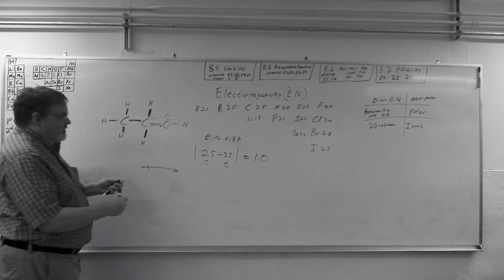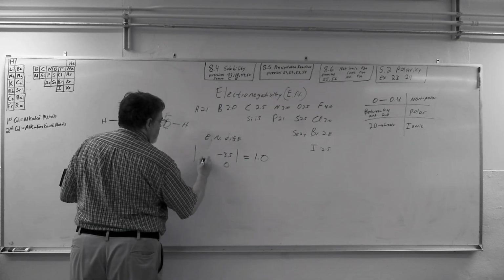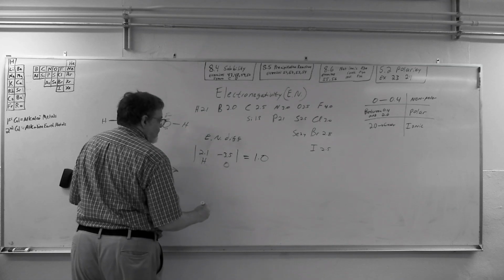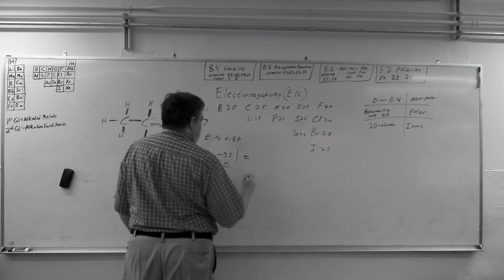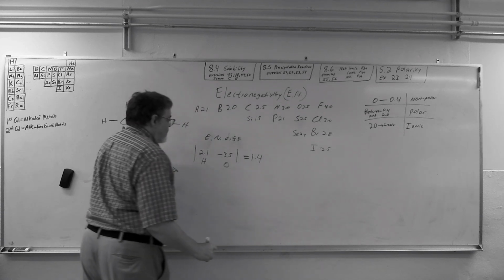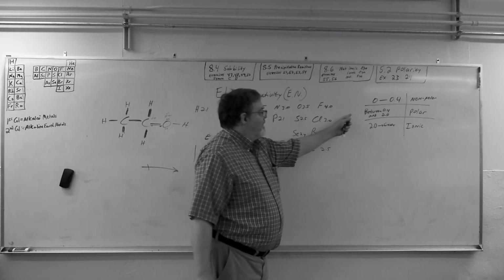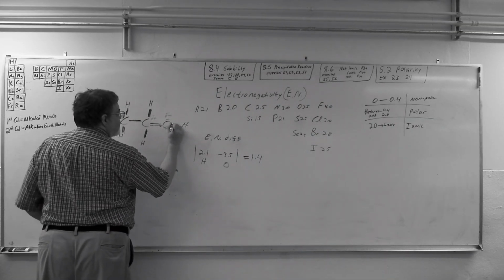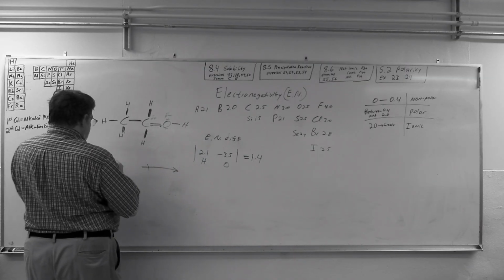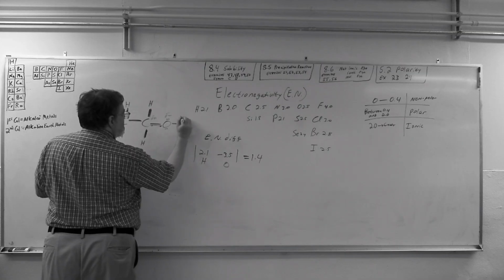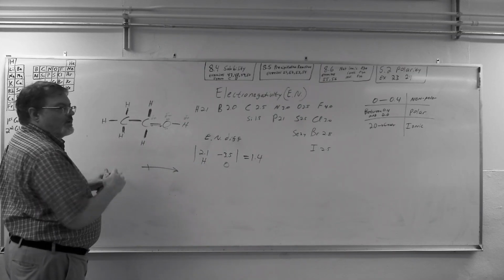Oxygen to hydrogen. Oxygen is 3.5. Hydrogen is 2.1. So what do we get here? 1.4. So that's still in here. So this is also a polar bond. Oxygen stronger than hydrogen. Slightly positive there, slightly negative there, slightly positive there.